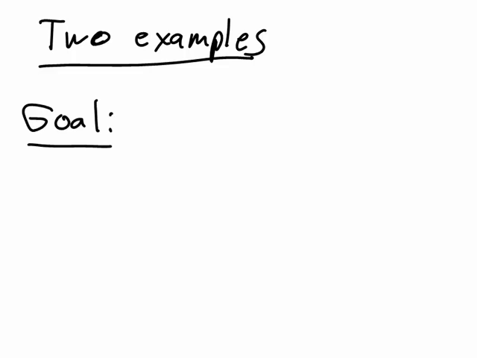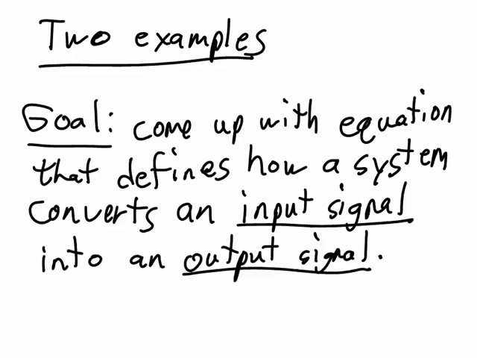We want to come up with an equation that defines how a system converts an input signal into an output signal. For example, we might be looking for an equation that tells us how voltage of the little electric car becomes the velocity of the little electric car. Or we might be trying to figure out how your car converts a pedal angle into the car velocity. Or we might be trying to figure out how an RC circuit converts voltage on the left to voltage on the right.